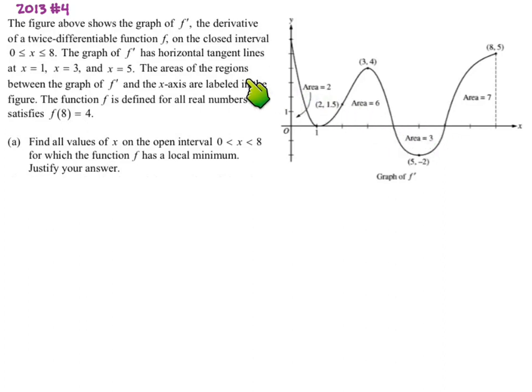A lot of students will make a mistake. They'll say f prime equals 0 at 1 and 3 and 5 because they see horizontal tangents. You have to be careful of that because this is the graph of f prime. F prime equals 0 when f prime touches the x-axis.